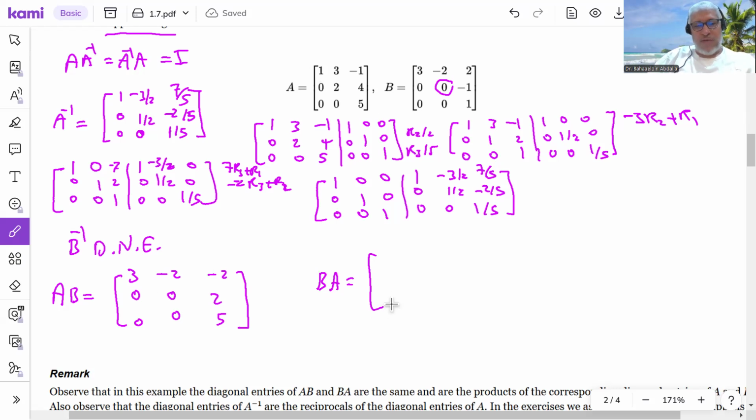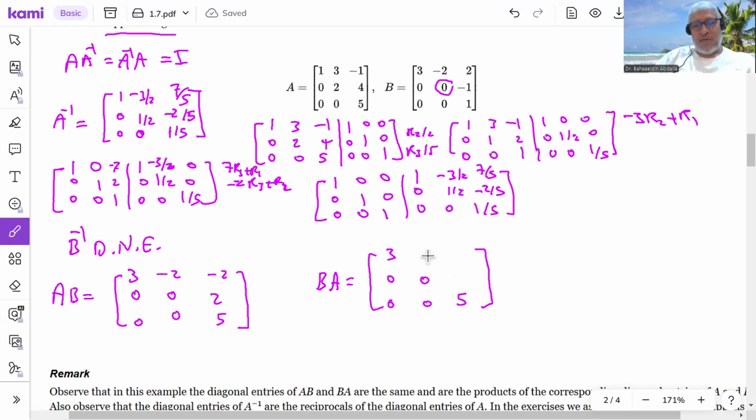sure, now we know that it is a triangular matrix, an upper triangular matrix. So I'll have zeros here. And also the product of the entries on the main diagonal would be the product of the entries on B and A. So I'll have here 3, and here 0, and here 5. So all I need to find are the remaining three entries.